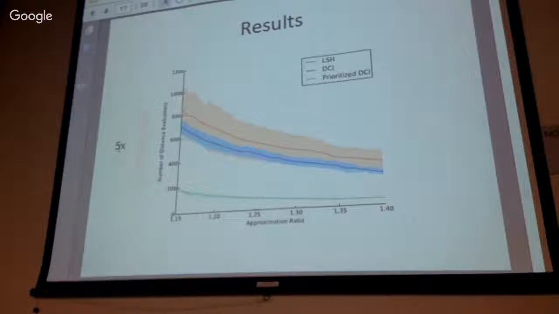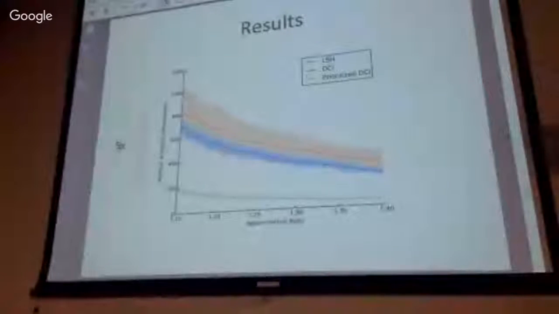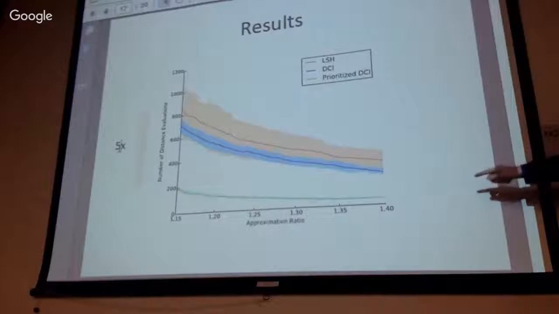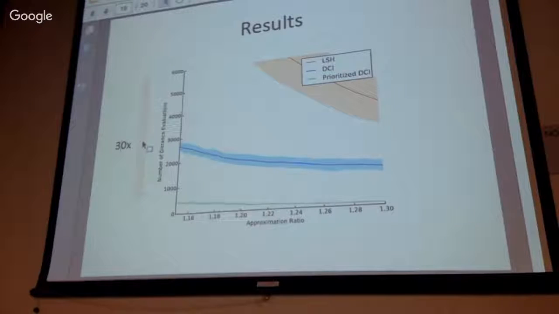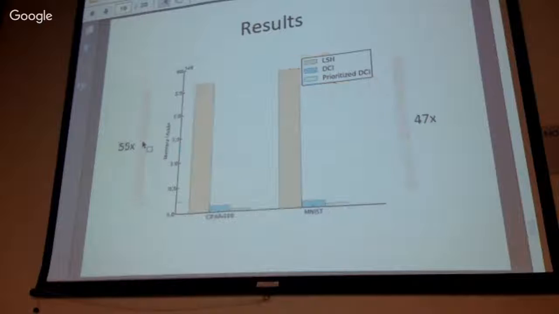So here are the results. This is on, I believe, CIFAR. I can't actually remember. But basically, the green curve is our method. LSH is considered the previous state of the art. The blue curve is our previous method. So it achieves a 5-fold reduction in the running time, essentially. On MNIST, it actually achieves a 30-fold reduction in running time. MNIST is actually harder for retrieving nearest neighbors because the points are much more densely clustered.